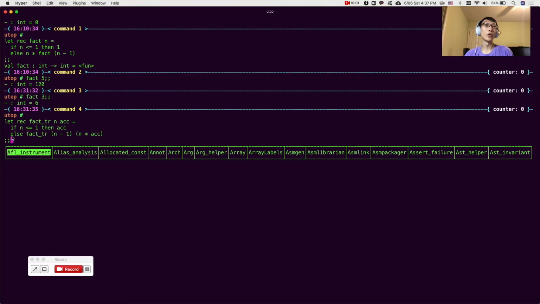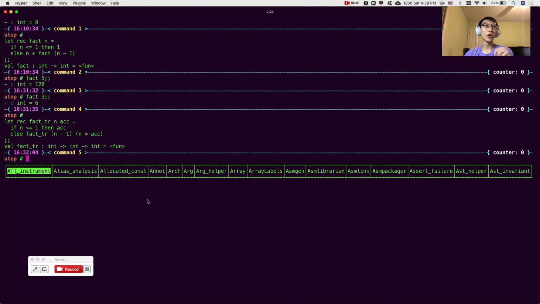The other thing to keep in mind is that in this else branch here, there's no n being multiplied to the front of this function anymore. In fact, we only have fact_tr with two inputs. The first input, with n minus 1, is the same as before, as you can see. But the second input, where the acc is stored, we're actually multiplying n directly to the accumulator itself within the input to the next recursive call.